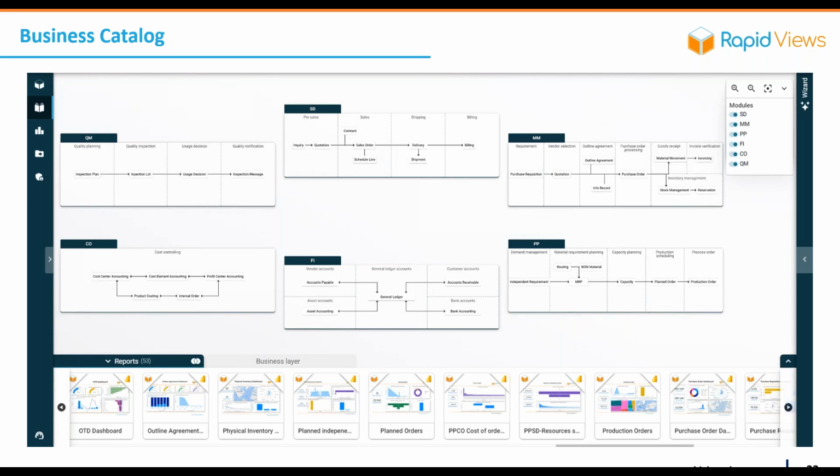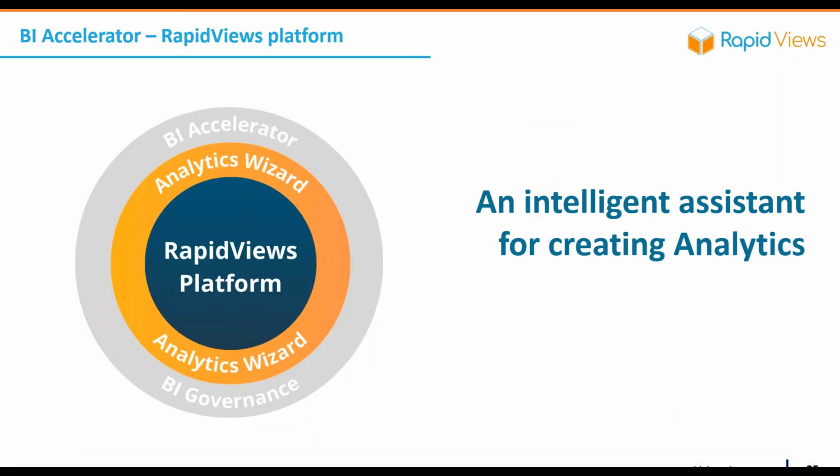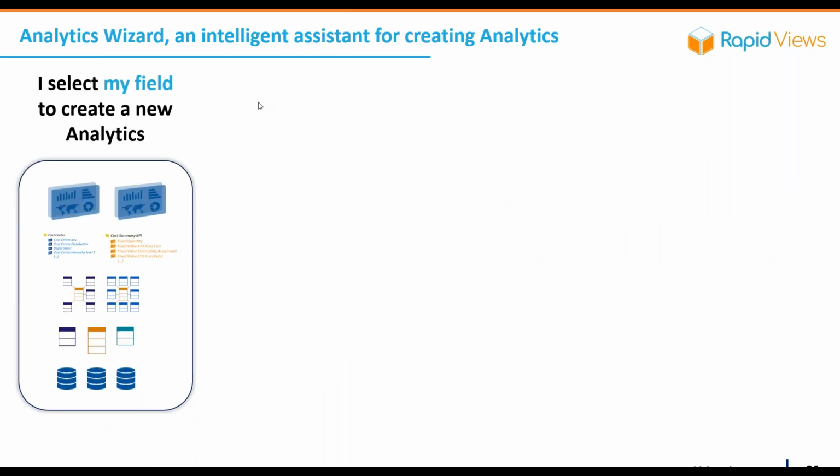It's very easy to navigate in the middle of your different SAP components and find out what is available, what kind of reports, what kind of semantic layers are available. We built this platform to be able to do that, and we will show you that thanks to this platform you can navigate, you can see all the semantic layers, and you can use what we call our analytics wizard. This analytics wizard gives you the ability to choose any field.